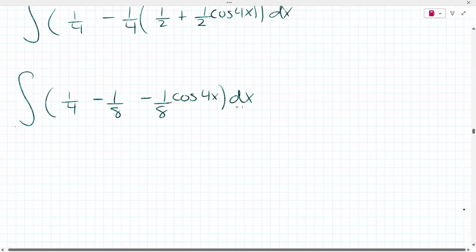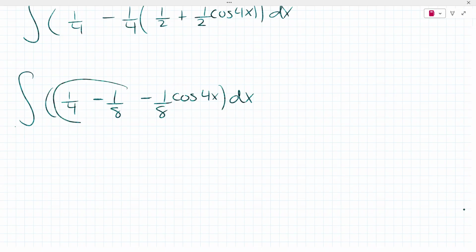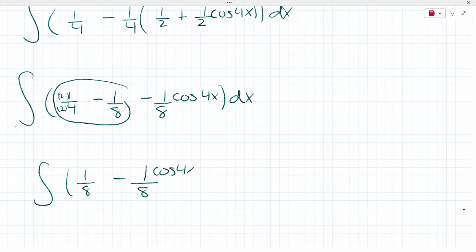Let's see, is there anything we can do? Yes, we can simplify this 1/4 and this negative 1/8. So LCD would be 8, so this would be 1/8. So when you simplify 1/4 minus 1/8, that is 1/8 minus 1/8 of cosine of 4x dx.